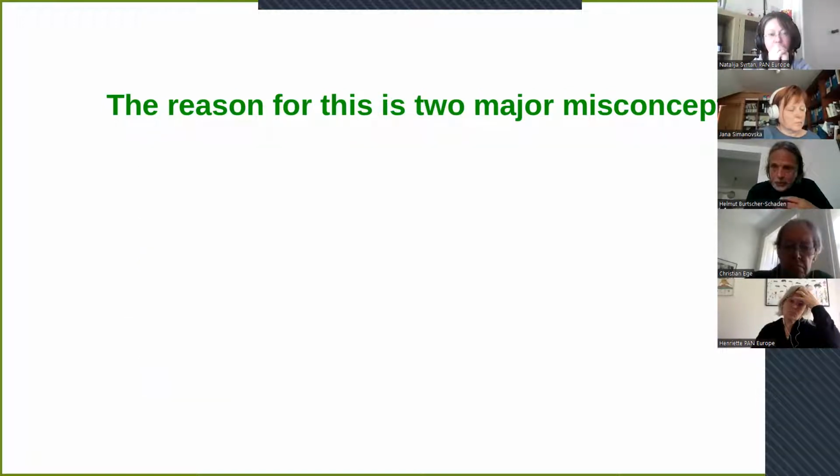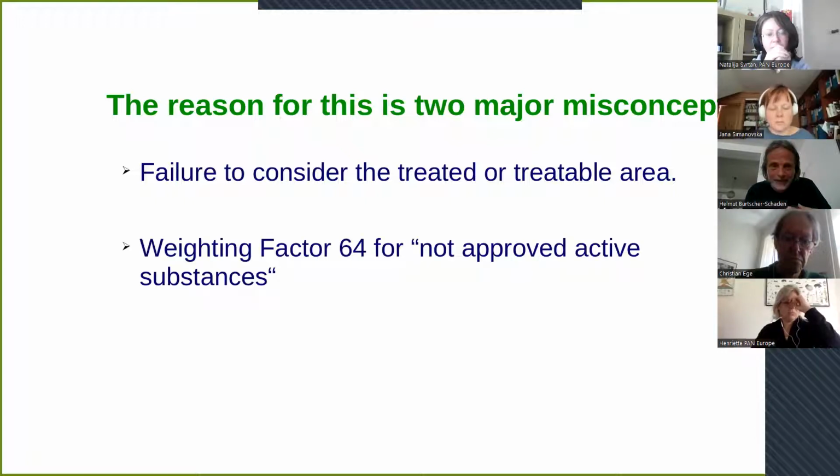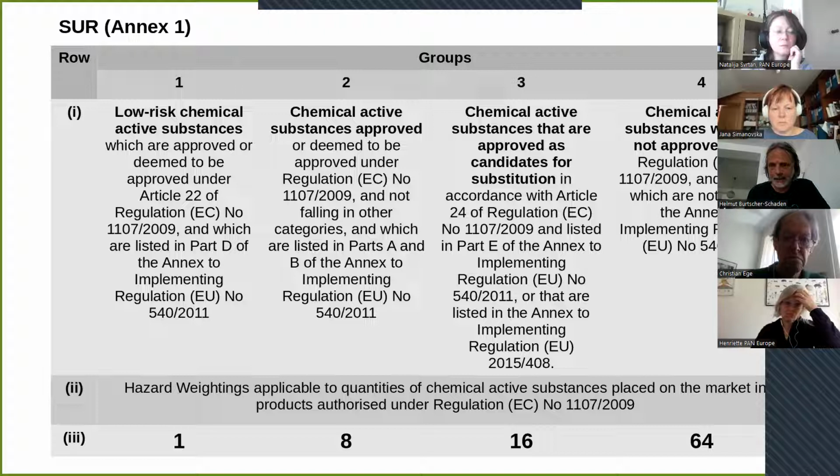There are 2 reasons for these 2 misconceptions that are very clear to identify. One is the failure to consider the treated or treatable area. We could also talk about the failure to consider toxicity, but I will talk about this later. And the other is that the weighting factor 64 for non-approved active substances is used, and this is making those problems. I think you're all familiar with the Harmonized Risk Indicator 1.